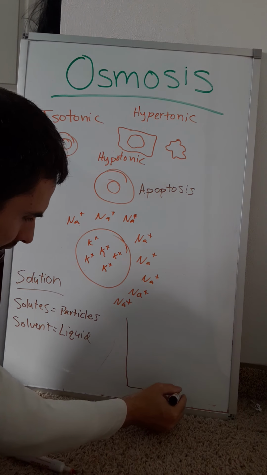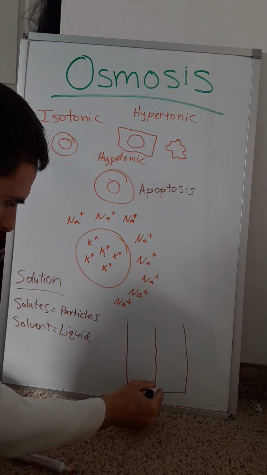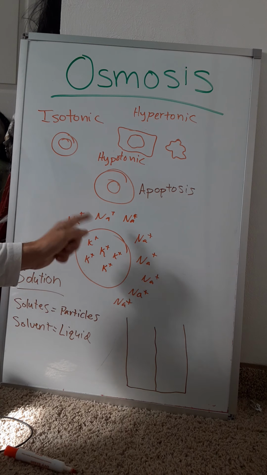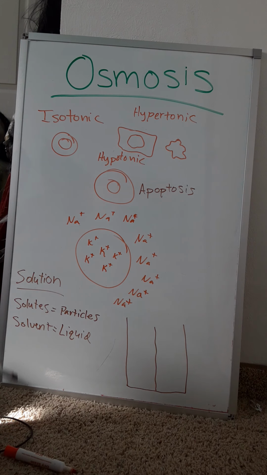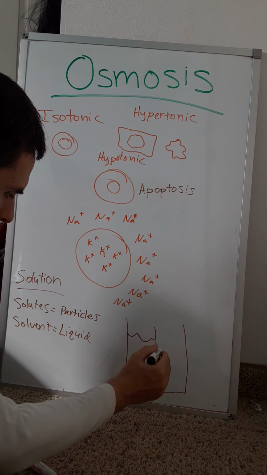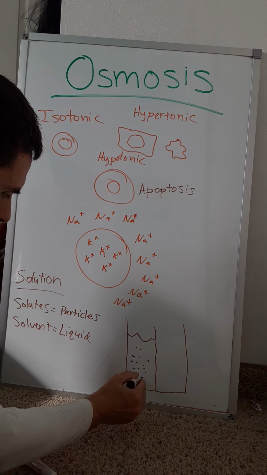Let's say that I had a bucket and it was separated by a semi-permeable membrane. Now, semi-permeable is actually the membrane that's in our cells. And what I mean by semi-permeable is it's going to allow the passage of some things and it's going to block other things. It will allow the passage of water, though. So if I have particles inside of this solution here, a lot of particles.